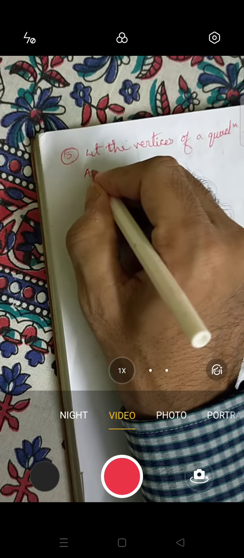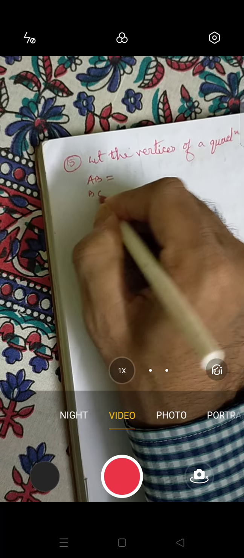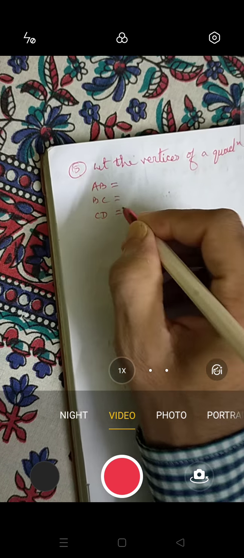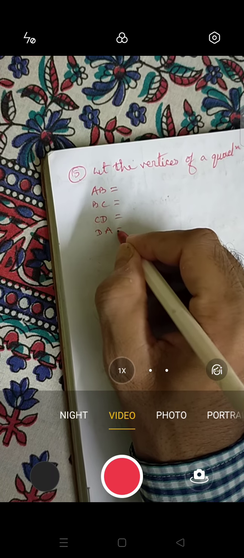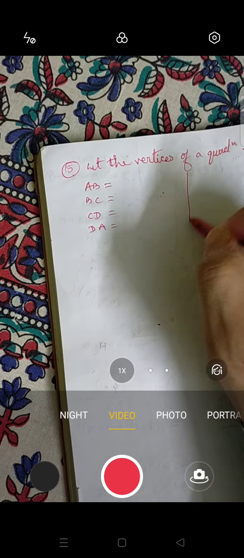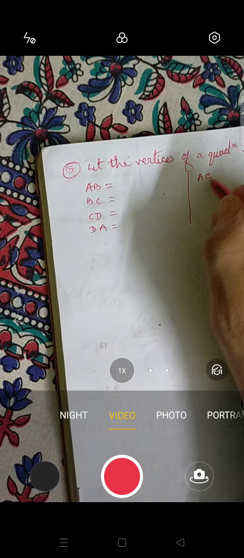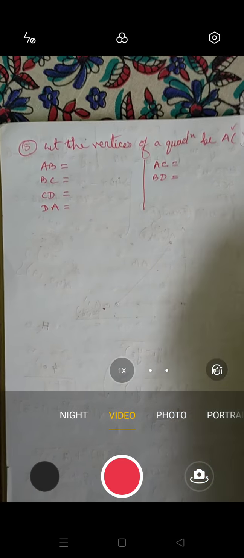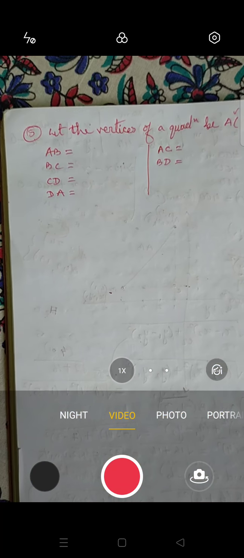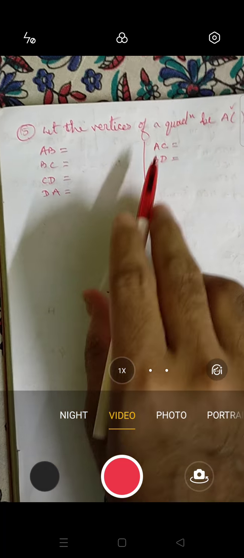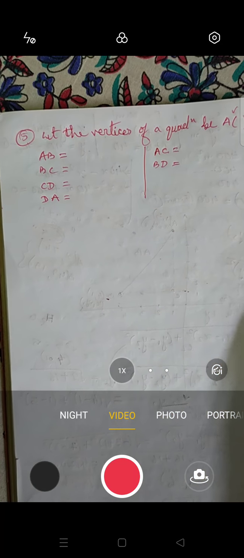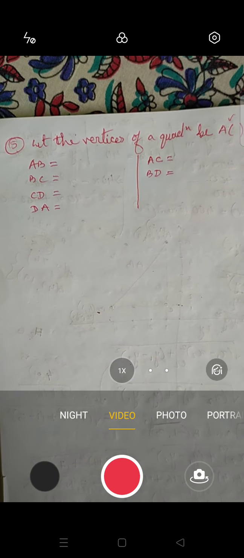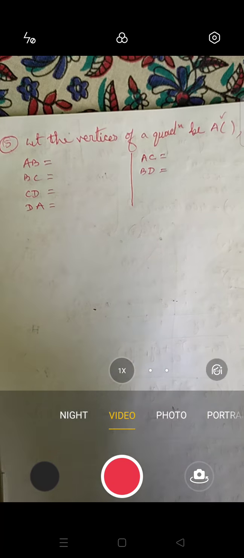Is it clear? So you will find AB, BC, CD, DA, and then you will find AC and then BD. So these 6 values you find. AB equals, by using the distance formula, then BC, CD, DA, AC and BD. All these things you find. And after finding, let me know what you are getting. Or I will tell you after a few seconds.